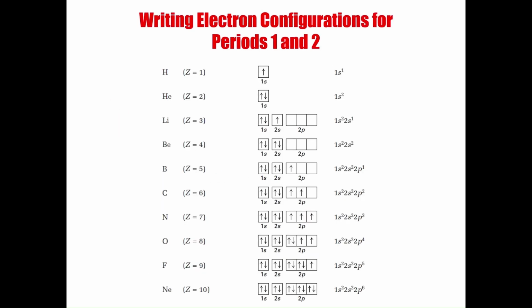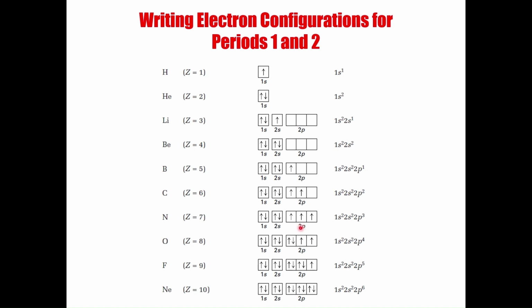This slide shows Hund's rule in action. If you take a look at boron, boron has one electron in its 2p orbitals with a positive spin. Carbon receives a second electron in its 2p orbitals, also with a positive spin. Nitrogen, a third electron, again a positive spin. It's only when you get to oxygen that you start to pair up these orbitals with negative spin electrons.